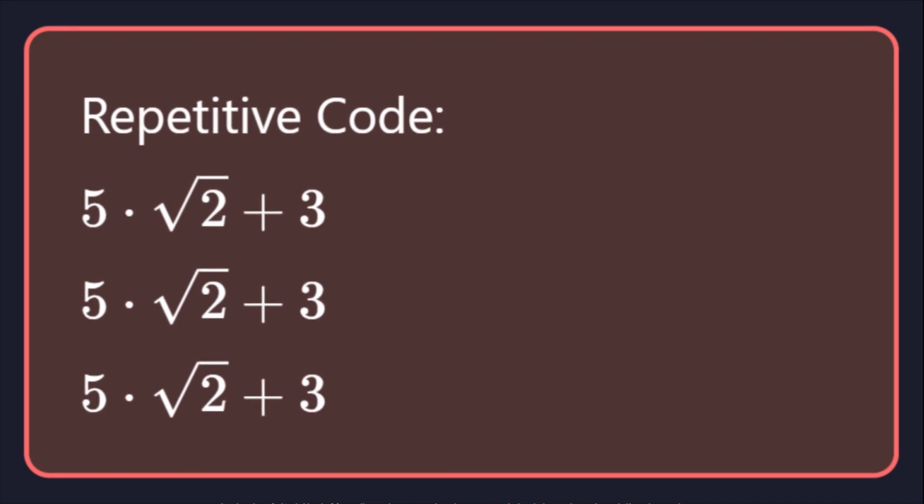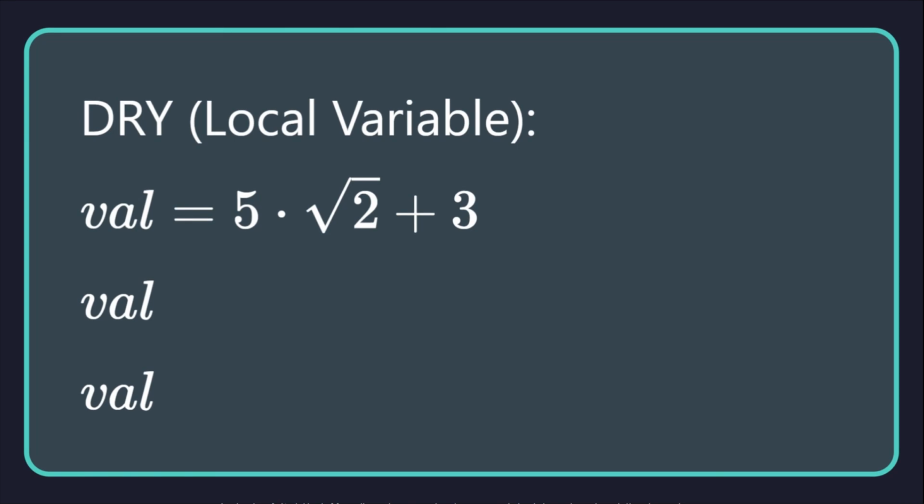Use local values to store repeated expressions or tagging logic. This follows the don't repeat yourself principle, making your code easier to maintain and reducing the likelihood of manual typing errors.